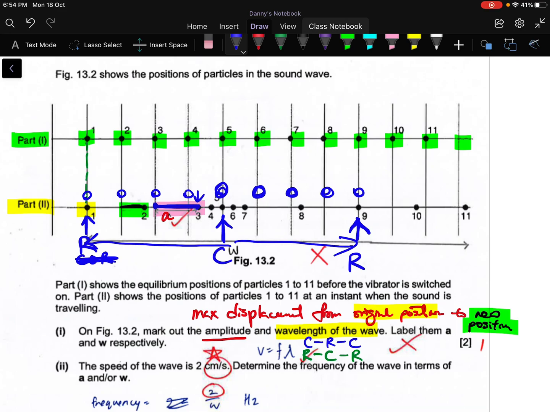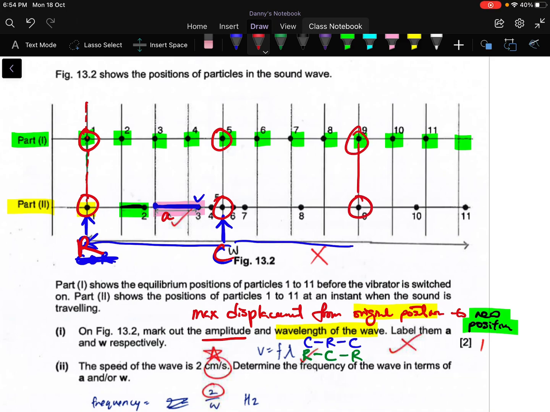And if you don't like the 1, 2, 3, 4, 5 method, let's say you have difficulty finding the center of rarefaction that is on here, you will notice that at your center of compression and rarefaction, the displacement is 0. So meaning that your center of rarefaction over here, can you see? This is the only one that is on the line. The rest of them are off their original position. So this is how I know that this is the next center of rarefaction. So therefore this will give you the wavelength.